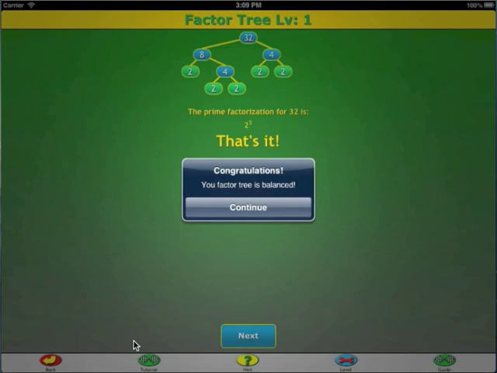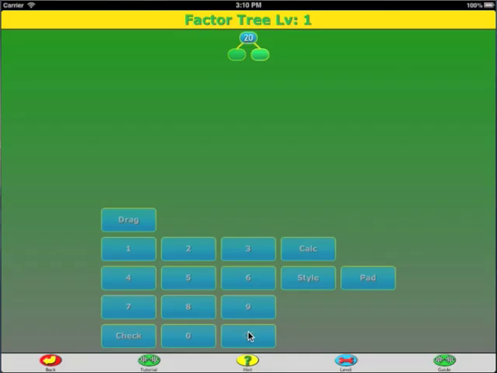There, we've finished the factor tree. The divisibility rules are simple. Just check the units digit. If it is 0, 2, 4, 6, or 8, then it is divisible by 2. If it is 0 or 5, then it is divisible by 5. Finally, if it is 0, then it is divisible by 10.